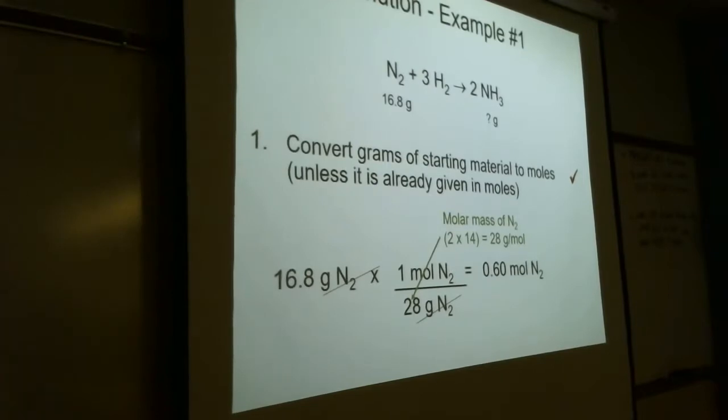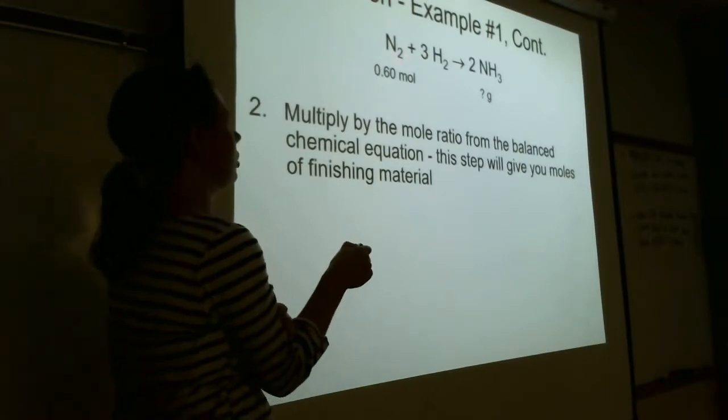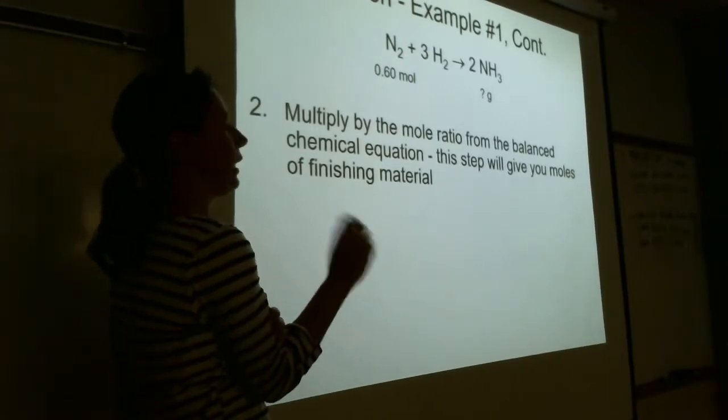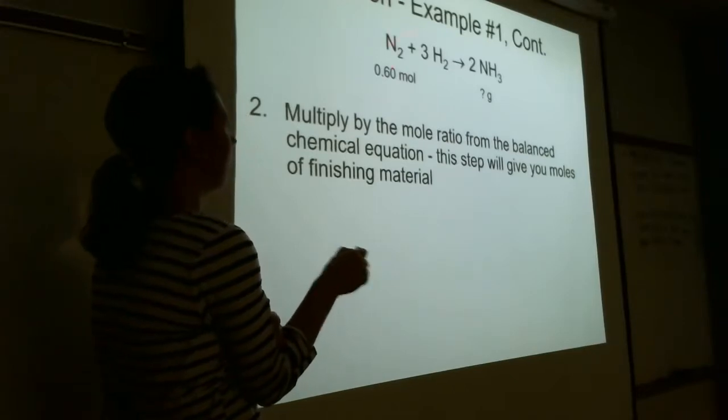It's a sequence. So now we're going to take that answer that we just got, and we're going to multiply by the mole ratio to give you moles of finishing material. What on earth does that mean? Well, I'm trying to get from N2 to NH3, right? Because we don't care about H2. We're ignoring it. We don't care at all. So I'm converting from N2 to NH3.